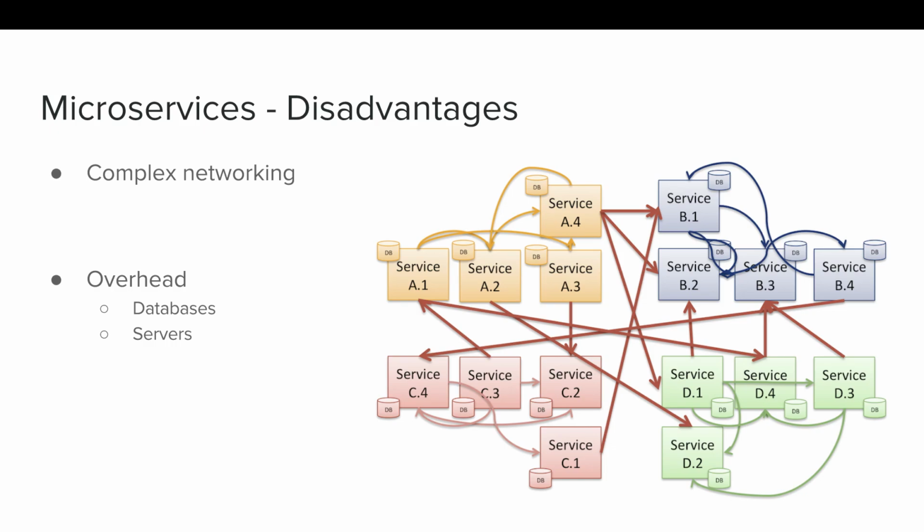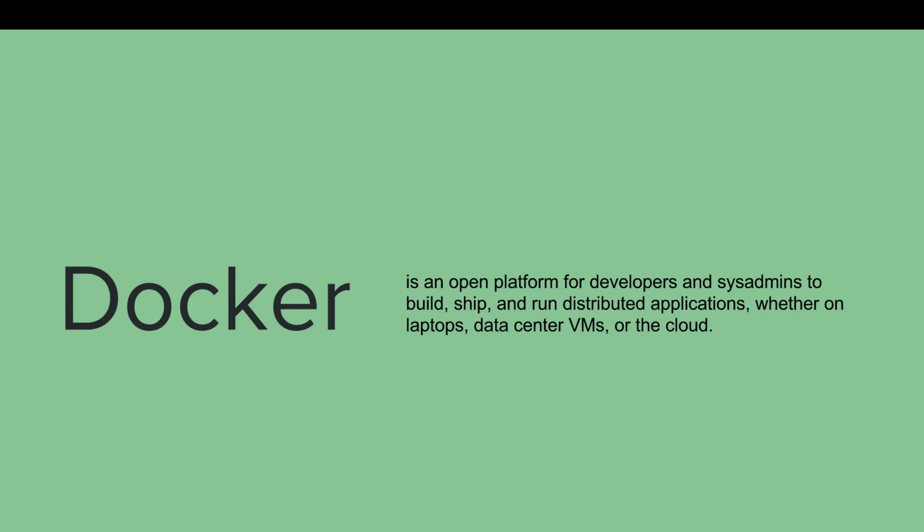But again, as we talked about in the previous slide, there's a lot of advantages, and a lot of organizations are thinking that those advantages are more prosperous than the disadvantages. So I've mentioned containerization a couple times. So, what is that? Docker is the biggest and most popular container system.